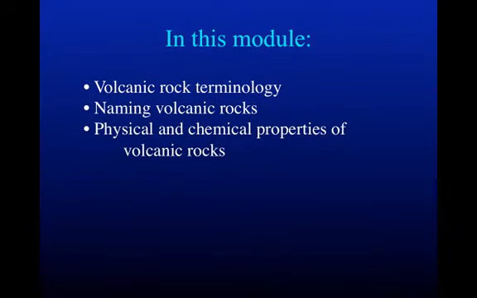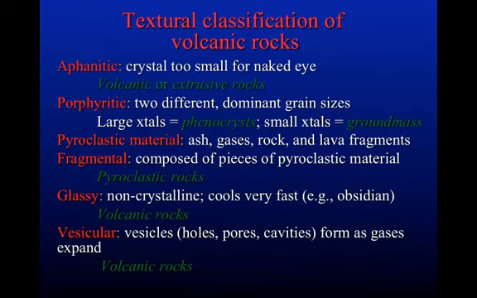In this module, we'll cover some more volcanic rock terminology, naming volcanic rocks, and a few of the physical and chemical properties of volcanic rocks. You've already completed an assignment that asked you to think about what different terms mean that apply to textures of volcanic rocks, including aphanitic and porphyritic. Aphanitic being a texture where the crystals are too small to see with your naked eye.